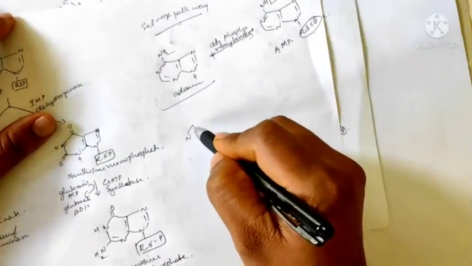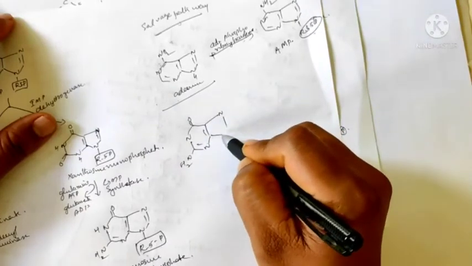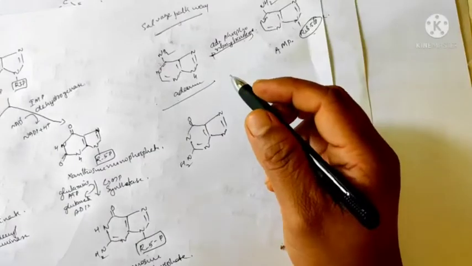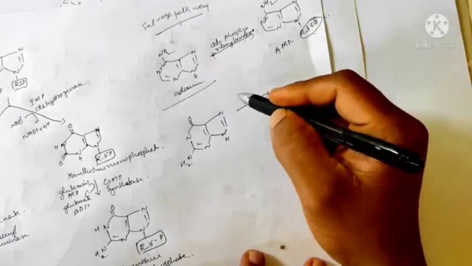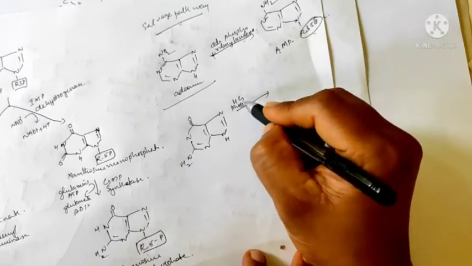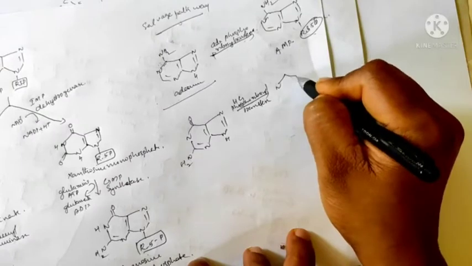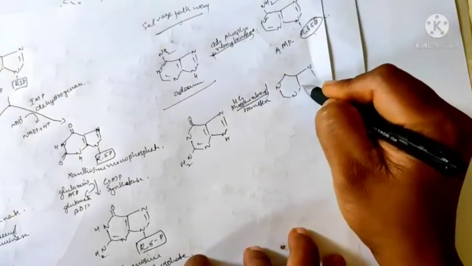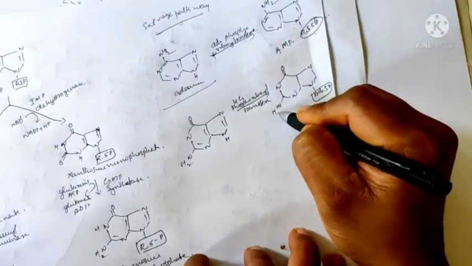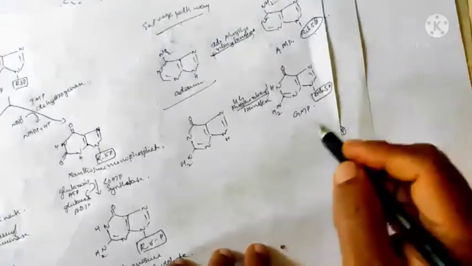Similarly, for guanine, the enzyme hypoxanthine guanine phosphoribosyl transferase, thereby we will get GMP, guanosine monophosphate. See, this is the salvage pathway.